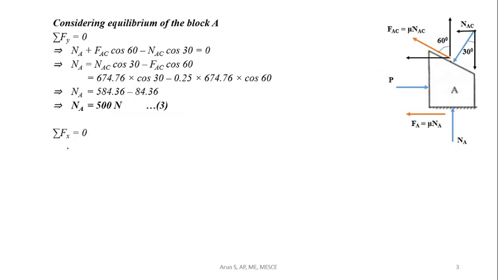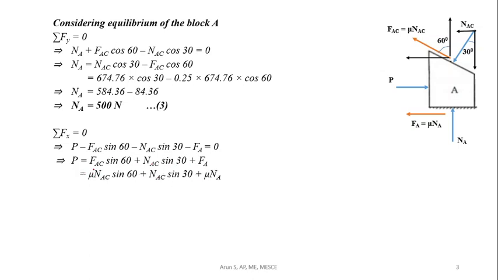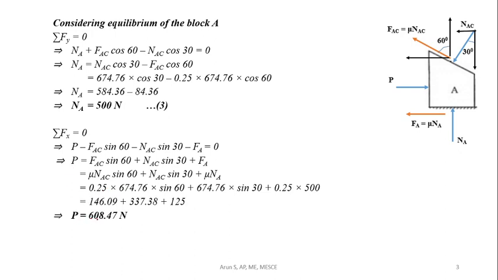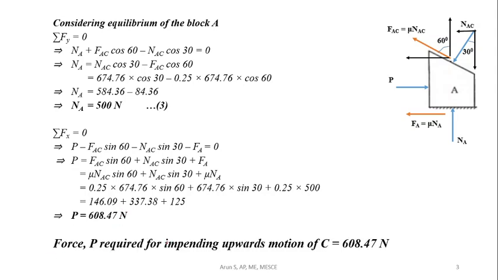Now next, sigma Fx is equal to 0. The forces: P in the positive direction, FAC the horizontal component, that is FAC into sin 60 in the negative, then NAC the horizontal component, NAC into sin 30 in the negative, then FA, also in the negative. So P minus FAC sin 60 minus NAC sin 30 minus FA equals 0. Rearranging, we get P is equal to FAC sin 60 plus NAC sin 30 plus FA. Now FAC is mu into NAC, FA is mu into NA, substitute here. NAC we have 674.76, NA is 500, and mu we know is 0.25. On substitution and simplifying, finally we get P to be 608.478. So the force P required for impending motion of block C in the upper direction is 608.478 N/m.